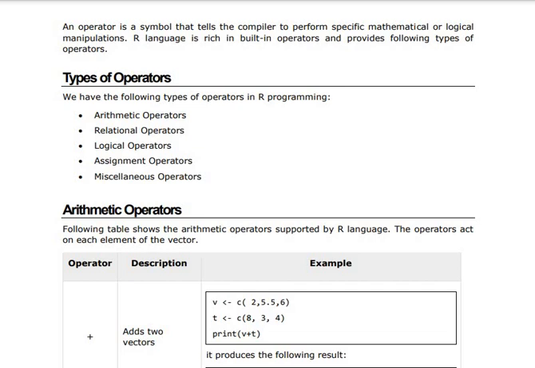Operators in our language. An operator is a symbol to perform specific mathematical or logical manipulations. And R is rich in built-in operators. We have some examples here: arithmetic, relational, logical, assignment, and miscellaneous. We start with arithmetic operators.